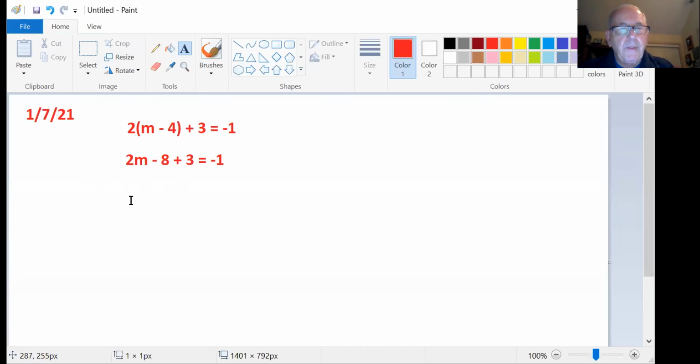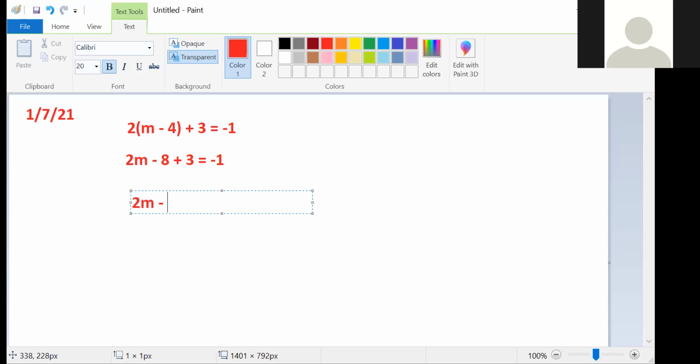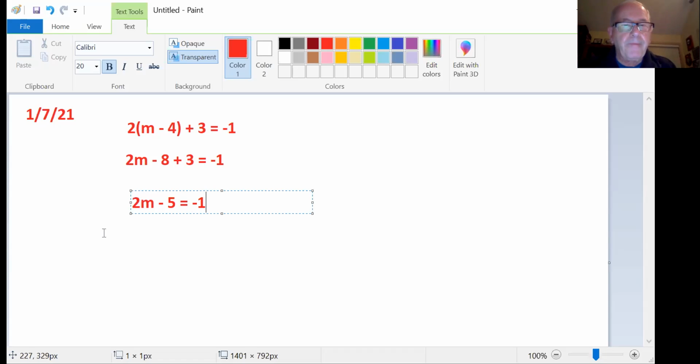So now what's the next thing we do? Ella, are you there? Add like terms. Okay, so what are the like terms here? Negative 8 and 3. And what's that equal to? Negative 8 and 3 would be equal to negative 5, right? So then that's equal to minus 1. So it looks like that.